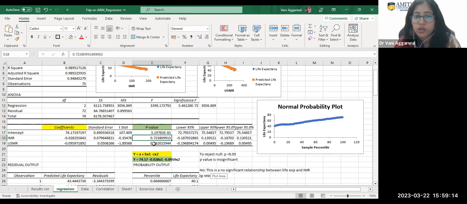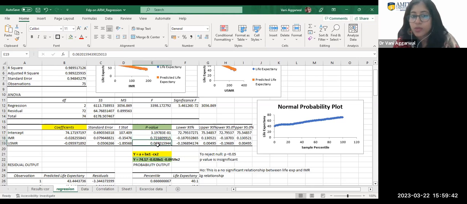Similarly here, for under 5 mortality rate, it is 0.06. It is not 0.05. It is greater than 0.05. So here also the p-value is insignificant. So we are saying there is no significant relationship between life expectancy and under 5 mortality rate. Okay, so this is how we do the interpretation of the p-value of your model. We check this specifically for each variable, right?